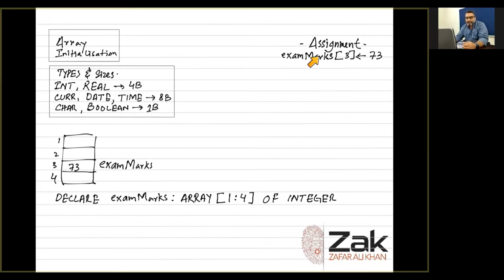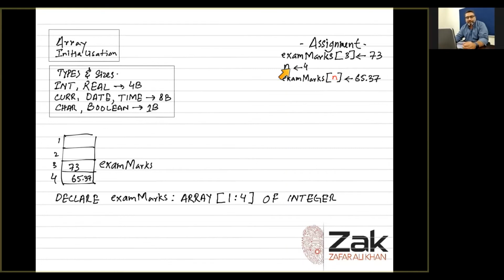Exam marks, and this parenthesis or this square bracket tells that we are going to use a subscript, meaning an index, inside it. So whatever number you place inside it will be regarded as the index. So in the exam marks array at index 3, we are going to place 73, and there we go. 73 is placed in memory at location 3. Then this is a constant. But if we like, we can actually create a variable and then use that variable as the subscript or index.